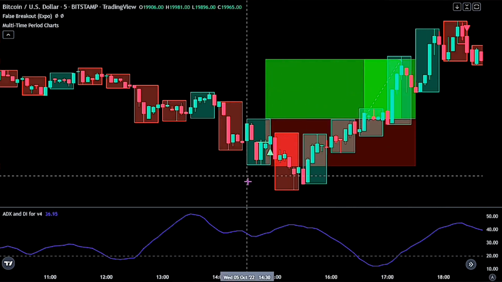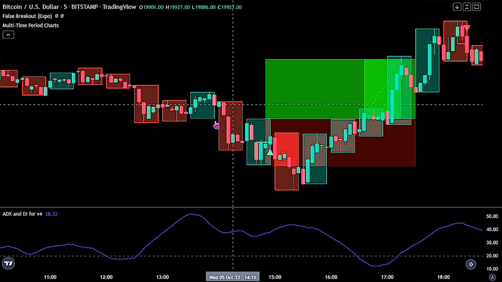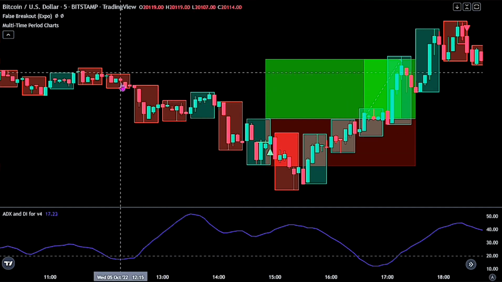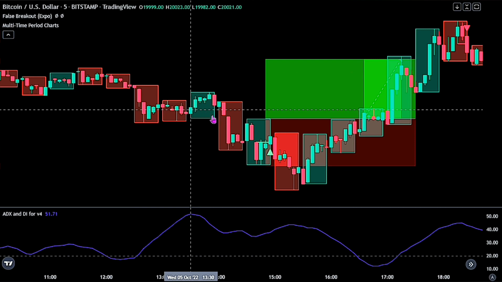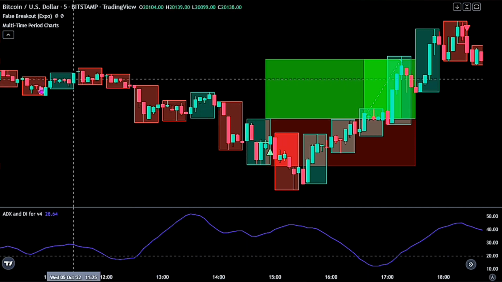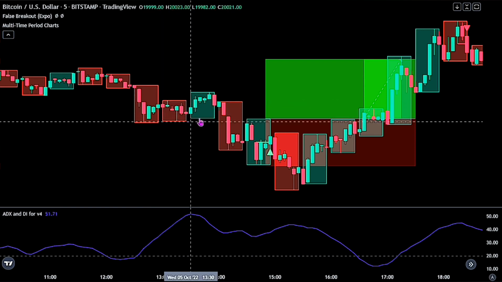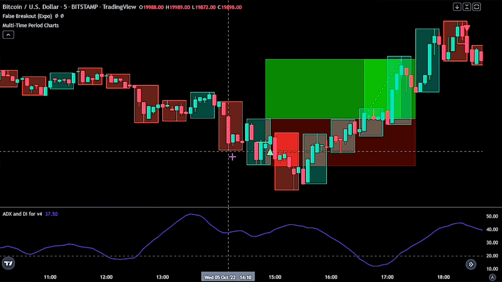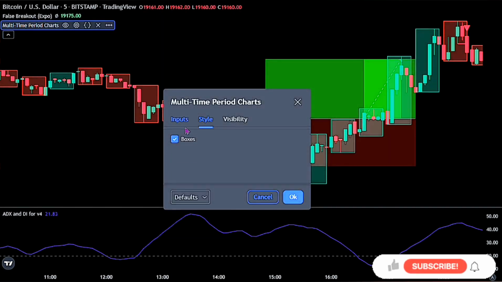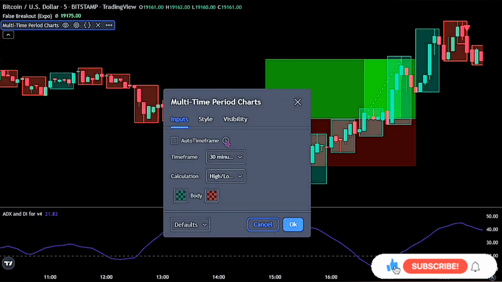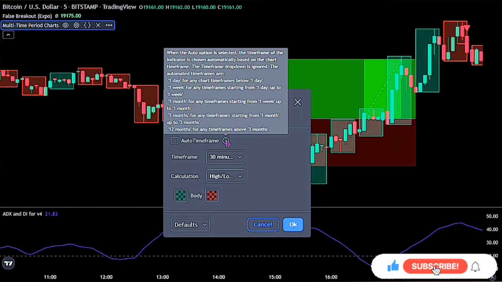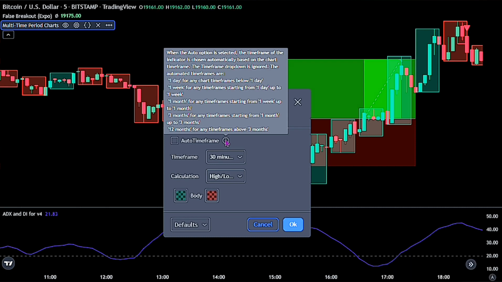Now, the main aim of making this video is actually to show this multi-time period indicator, as I know a lot of you might not have heard of it. This indicator's job is to let you see more time frames on one chart. Now for the settings, make sure you untick the auto time frame, as when the auto option is selected, the time frame of the indicator is chosen automatically based on the chart time frame, while ignoring the time frame drop-down.